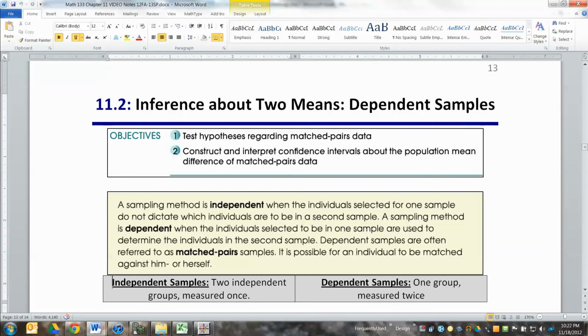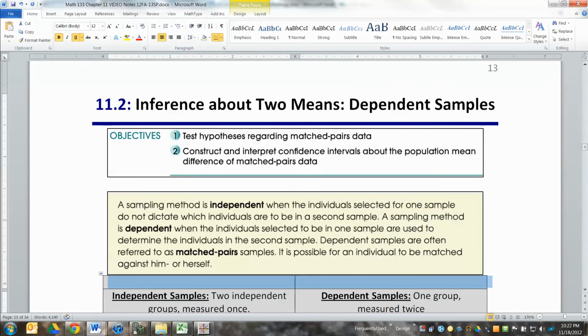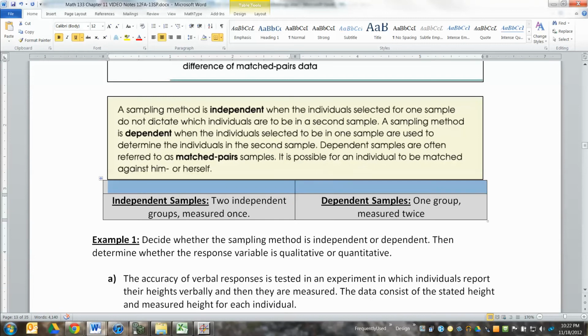We're going to move on to section 11.2 now, which is dealing with inference for two means when they're dependent samples. And just a reminder, what do dependent and independent samples mean? Independent is, and again, this is just a rule of thumb, but an independent sample is when you have two independent groups, but you only measure them one time.